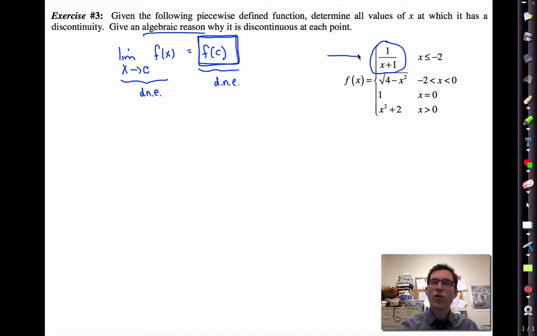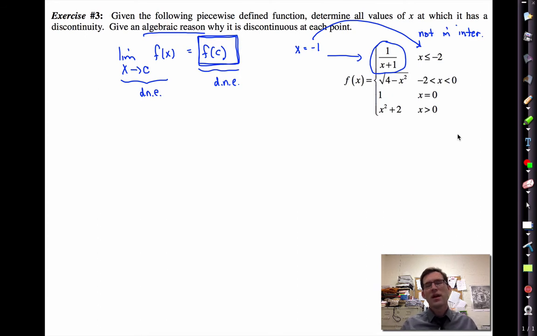So when I look at this first formula, 1 divided by x plus 1, the first thing that jumps out at me is x equals -1. That formula is not going to exist at -1. But that's not a location of a discontinuity. Think about why for a minute. All right. Well, it's not going to become a discontinuity because -1 doesn't fall into this interval. So it's not in this interval. So we're fine there, right?